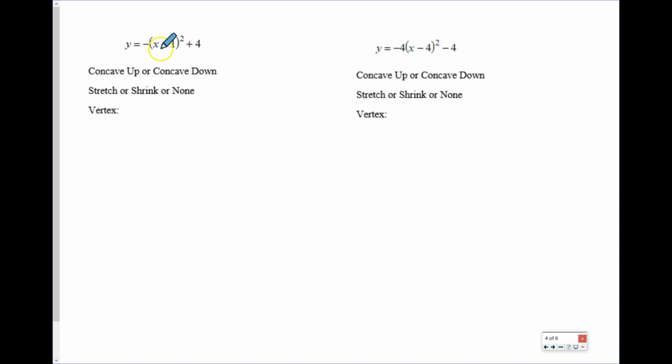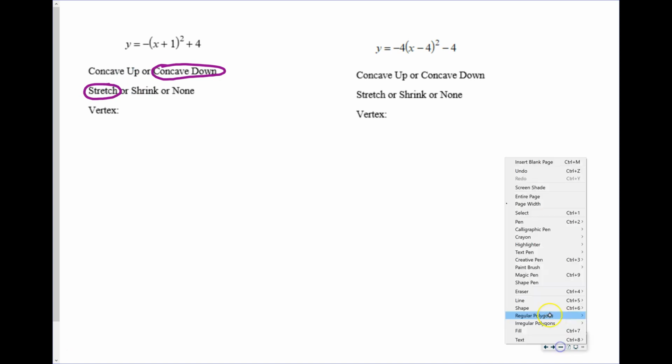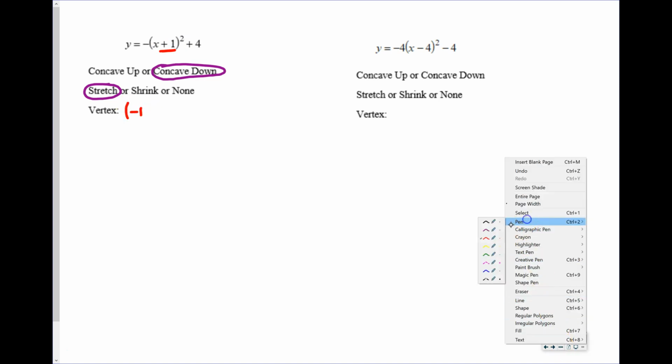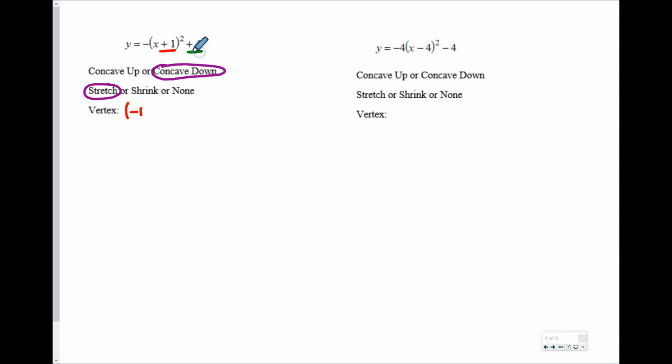This is a negative in front, so that's going to be concave down. I don't have a fraction here, so that means it's going to be a stretch. And my vertex comes from that number in the parentheses, number outside. Number inside the parentheses is plus 1. That is a shift to the left 1, so that's negative 1. And then that number on the outside is a plus 4, so my vertex is 4 going up.